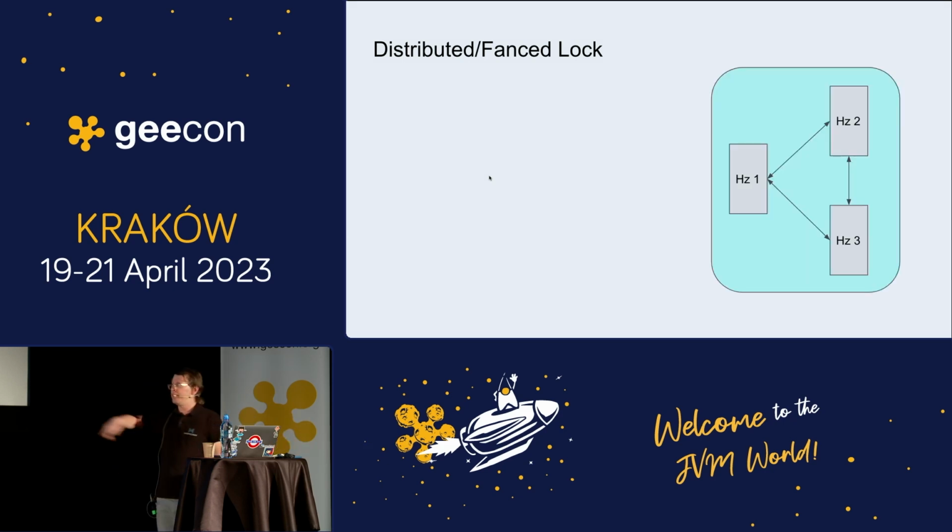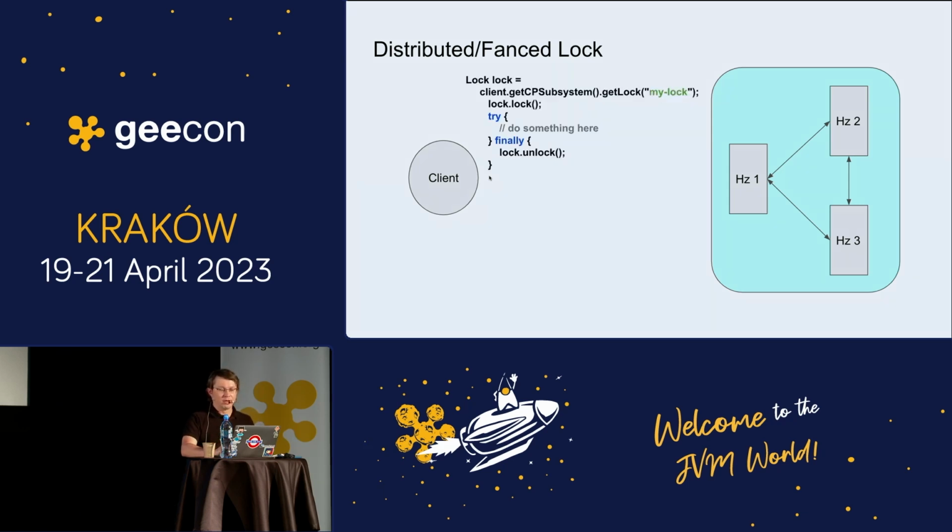How does this process happen? We have the Hazelcast cluster and we have the client. The client would like to take the lock. It could be taken by the following code. We ask the CP subsystem to get my lock, lock. Here we implement some logic, and after we have finished, we should call unlock.